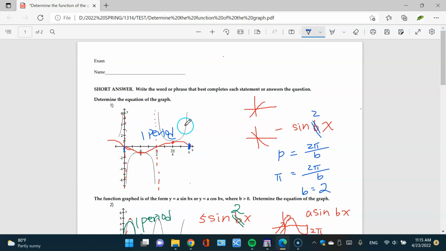We are looking for the reciprocal of the red color graph. So by using the reciprocal identity, we know the graph from the question is a negative cosecant 2x. So that would be the equation of the function of the graph.